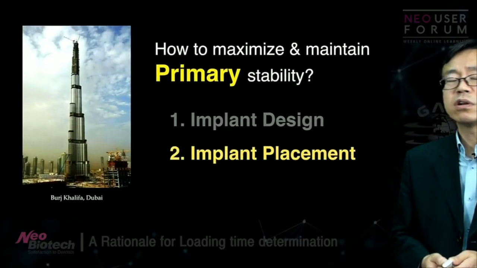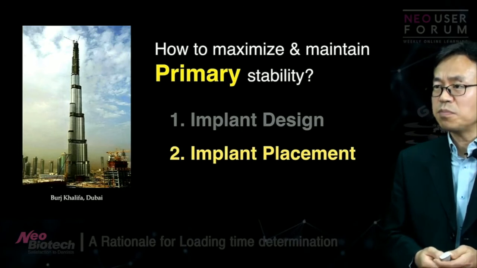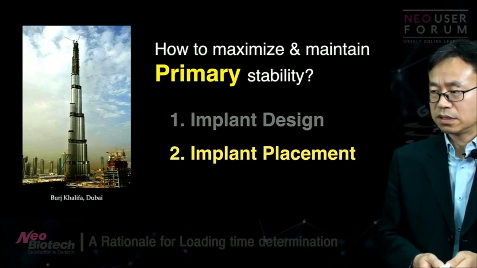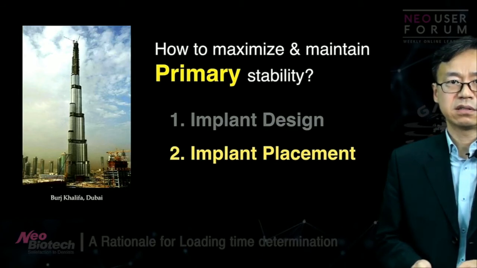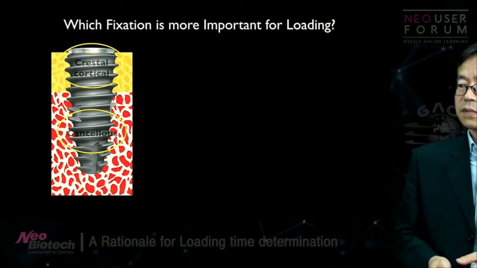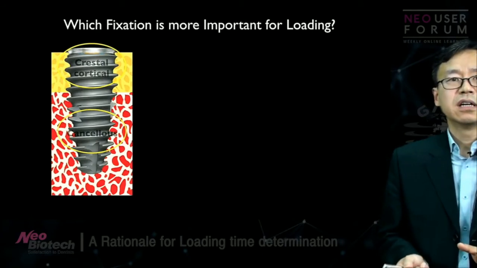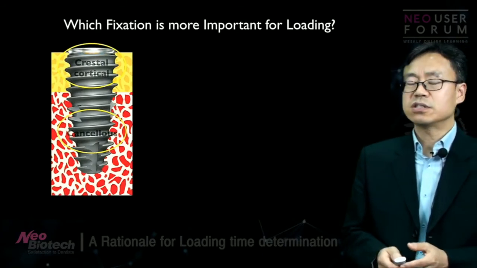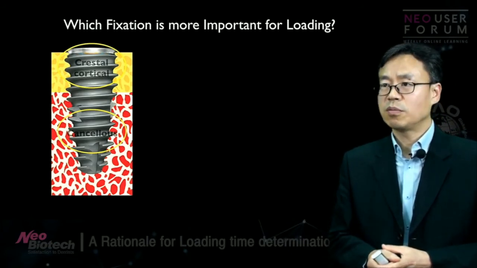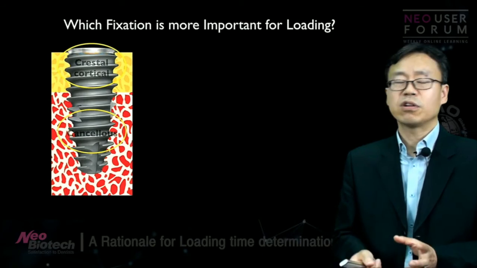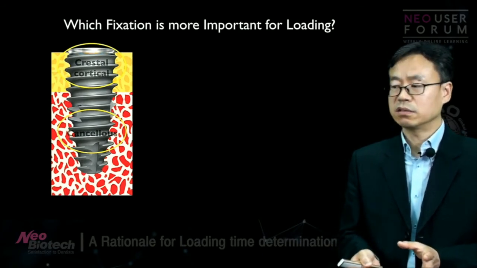Second thing we want to think about is the implant placement protocol. How we actually place our implants. The surgical technique, I would say. You can usually get two different fixations when placing implant. One from crestal cortical bone, the other from the cancellous bone area.